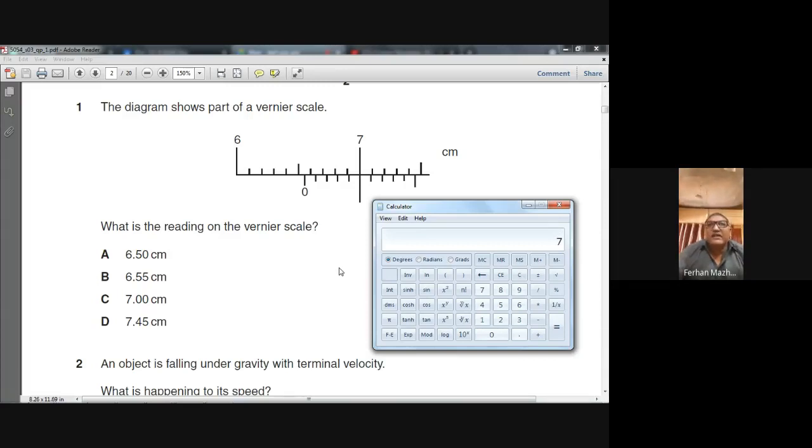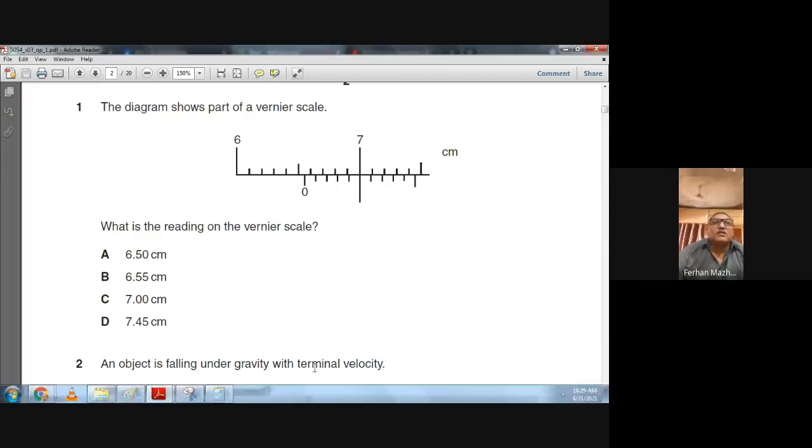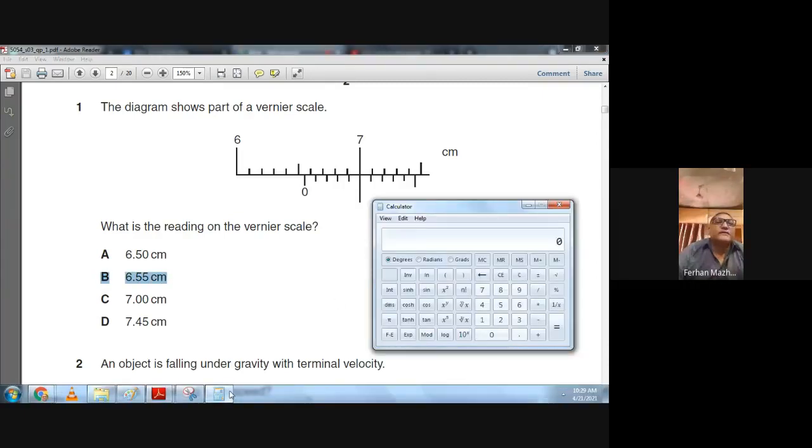So see, the reading was 6.5, and in it I will add 0.05. So the reading will be 6.55. Let me show you again. I think I made some mistake. The main scale reading was 6.5. In this, I will add, the fifth line is matching, so I will write 0.05. So 6.55 is the reading.